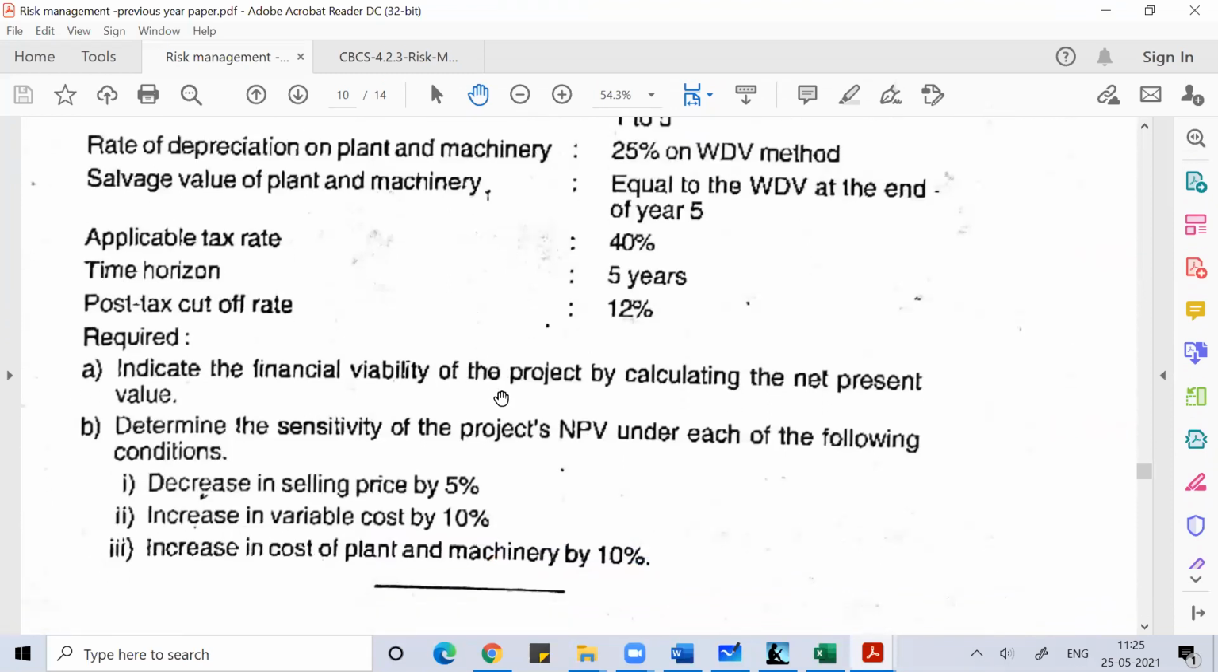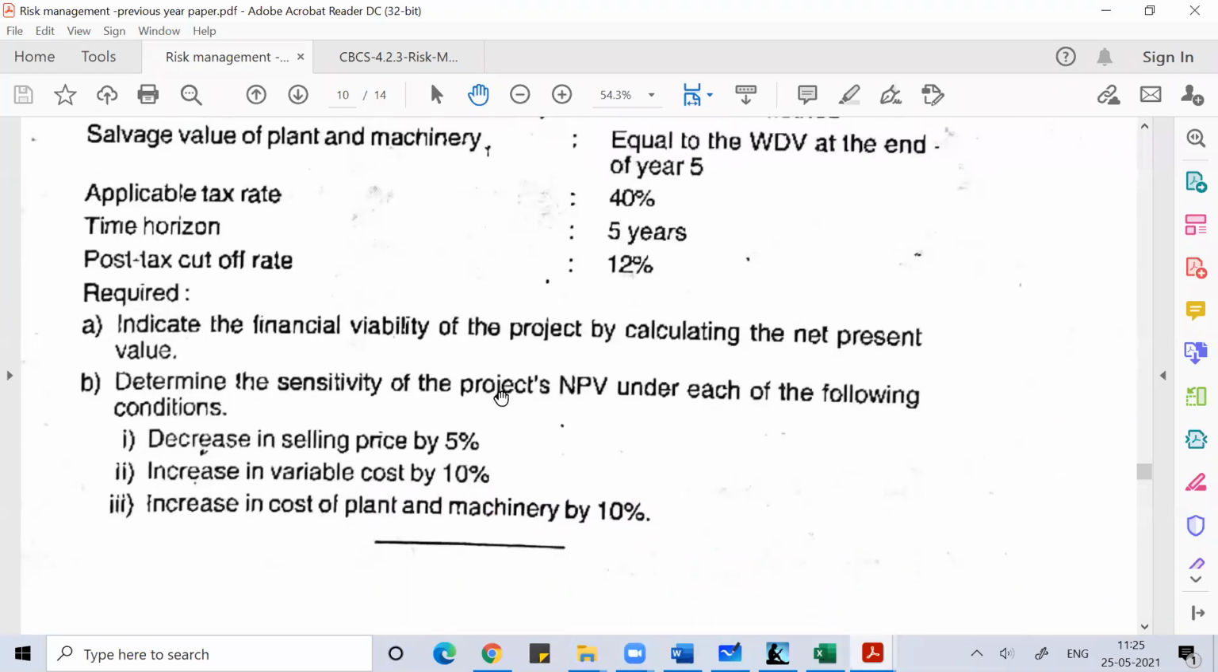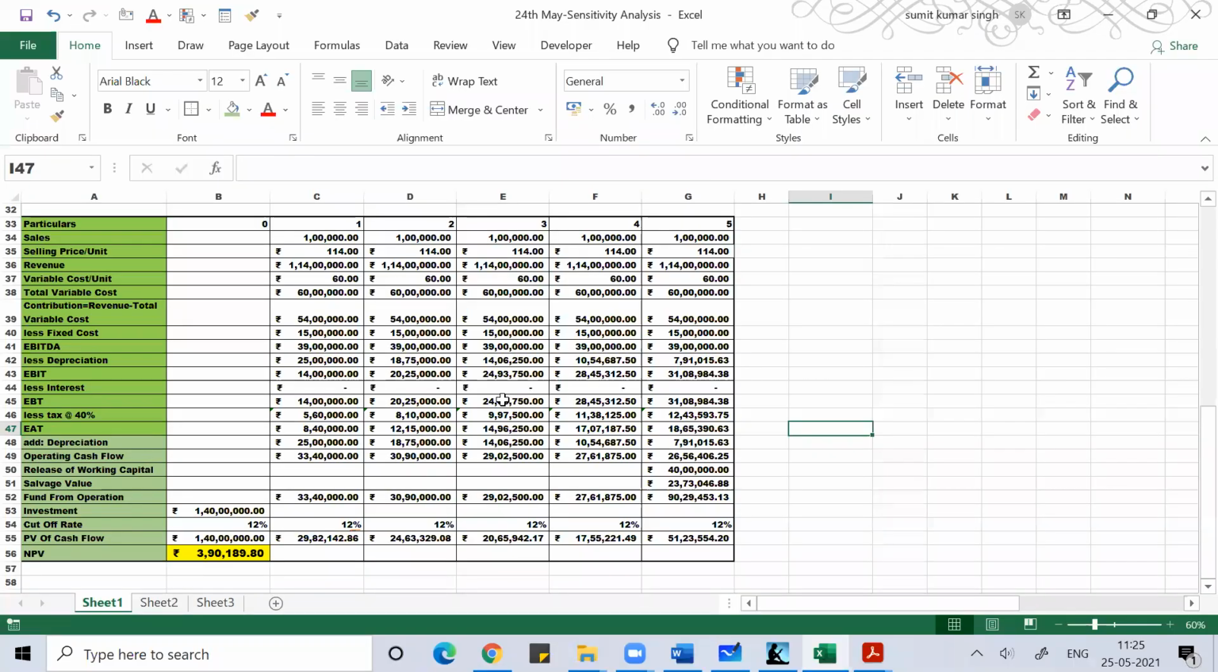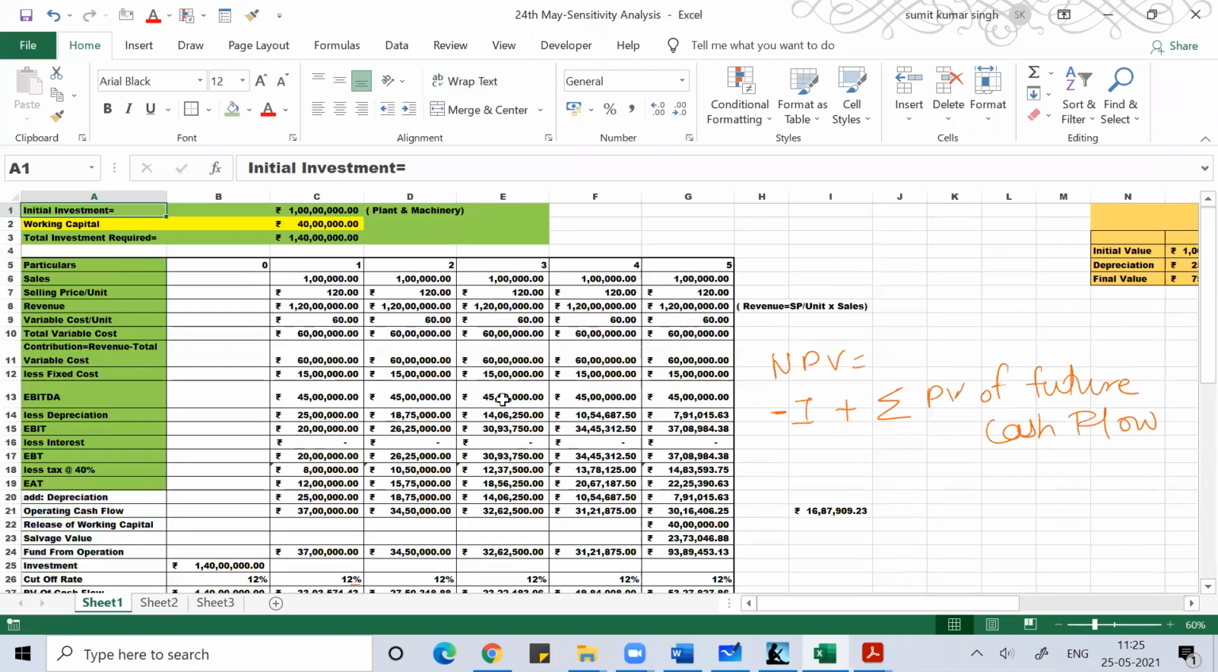So then it is an increase in variable cost by 10%. So if I increase the variable cost by 10%, I hope you understand, increase in variable cost by 10%. What will happen? One minute before I do that, let me just fix this.